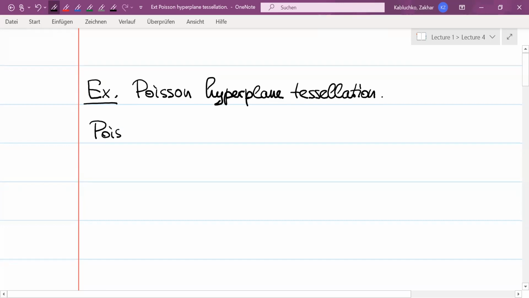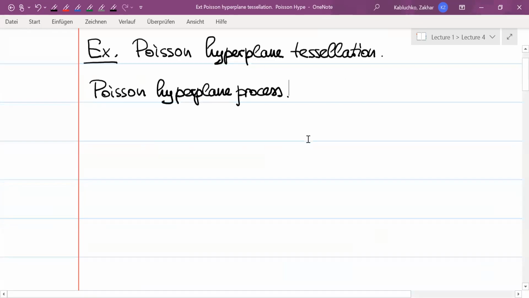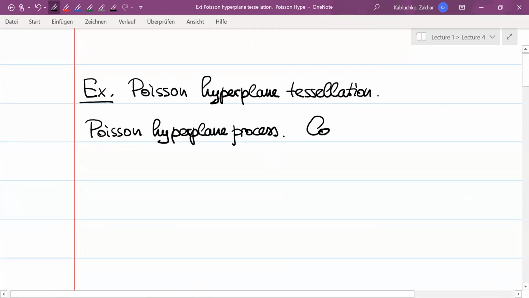So let me first define the Poisson hyperplane process. You can imagine this process as a random countable collection of hyperplanes which are thrown uniformly in some natural way into the d-dimensional space. So it's a random collection of hyperplanes thrown in the space in the most natural way. And the construction is as follows.